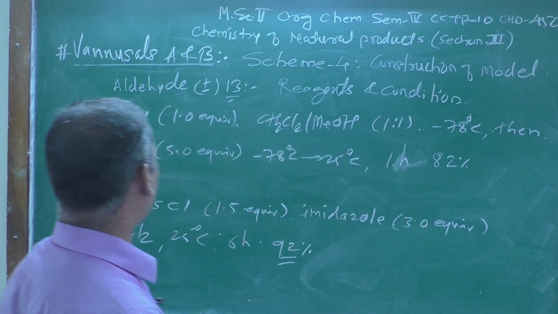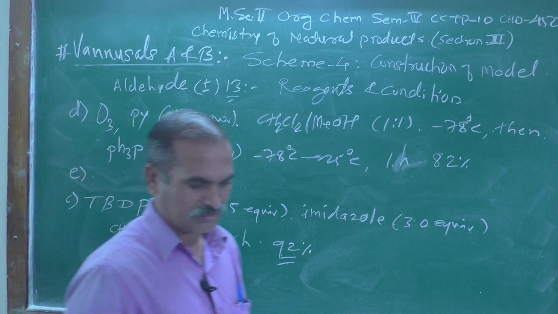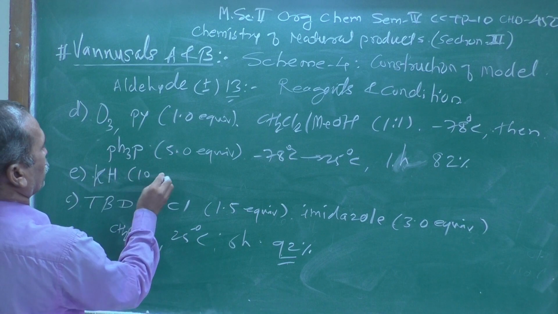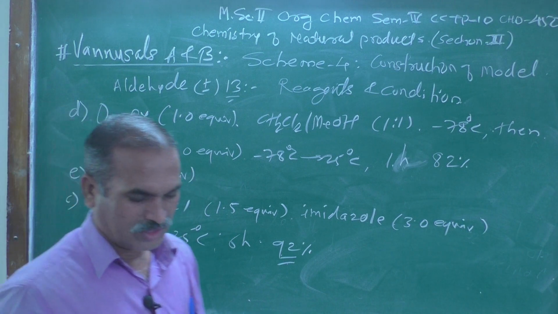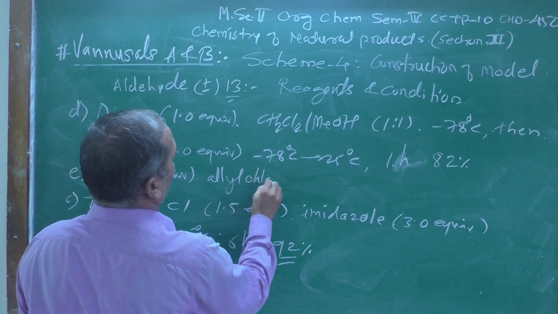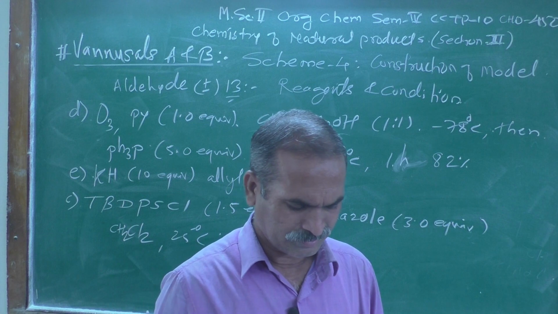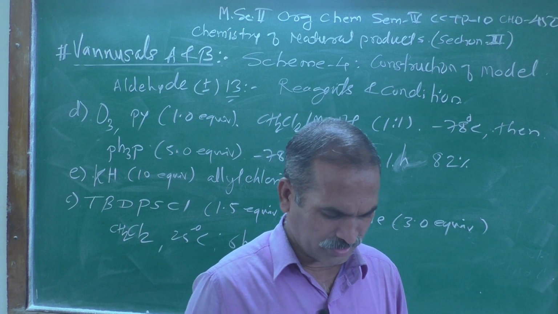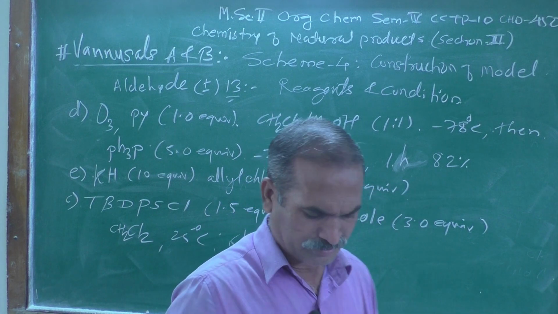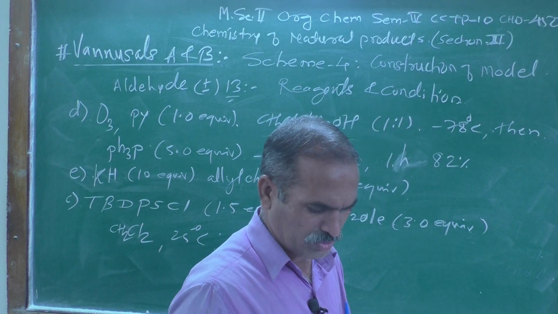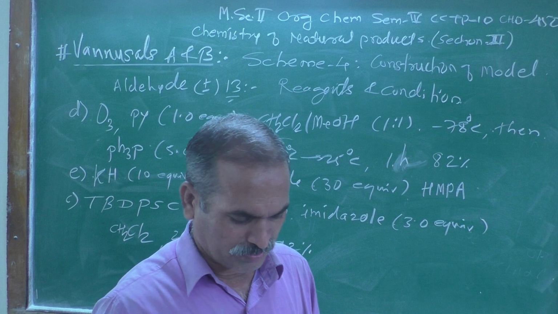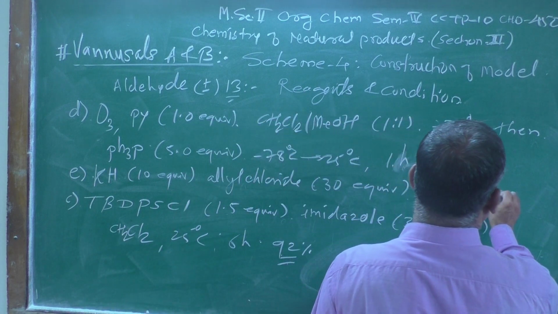And then after that the E reagent added is KH, potassium hydride, taken at 10 equivalent, and after that allyl chloride had been added, that is 30 equivalent, and the solvent used is HMPA, hexamethylphosphoramide, which is also taken at 10 equivalent.